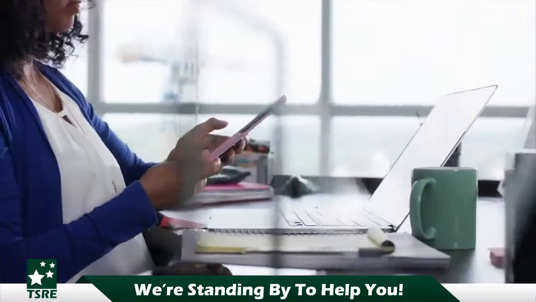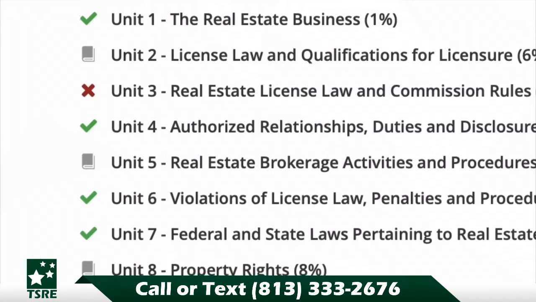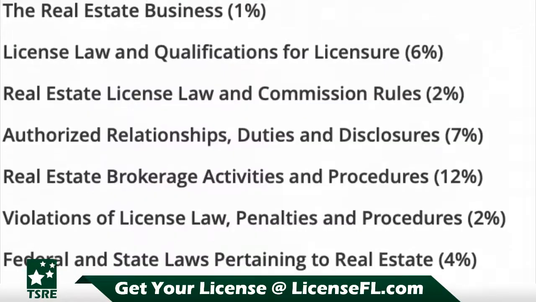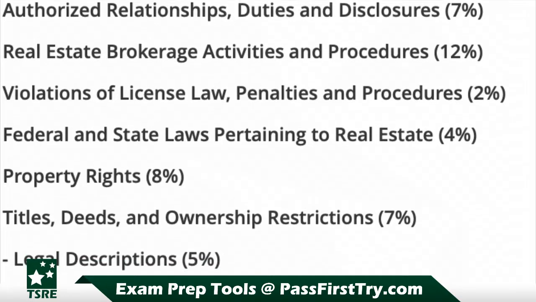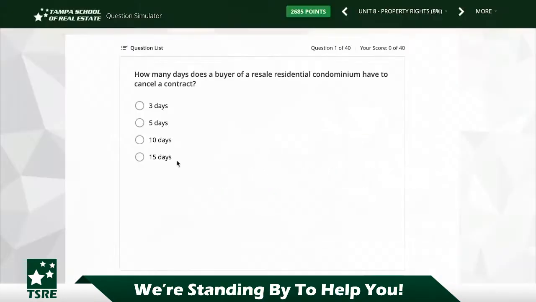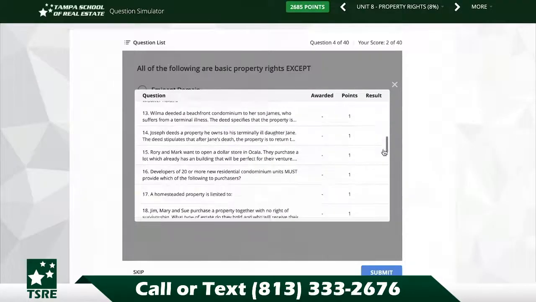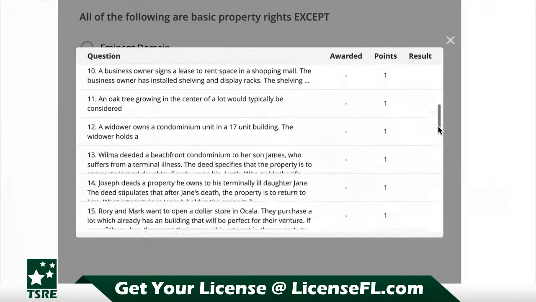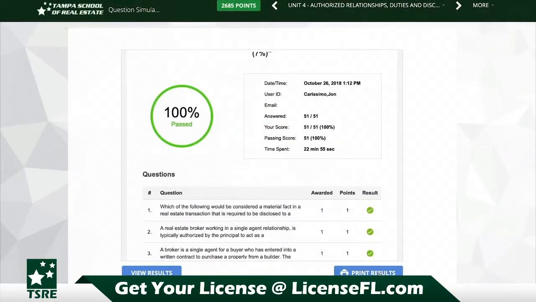In the Question Simulator, you'll be able to go directly to a particular unit so you can focus on the sections where you need the most practice. We have also included the percentages of each unit so you know which units are the most important for your real estate exam. Every question will immediately give you detailed feedback, which is almost always more important than the question or the answer themselves. After completing all the questions in a particular unit, you can go through question by question and review any that you've gotten wrong. You could also print out a report at the end of each quiz.